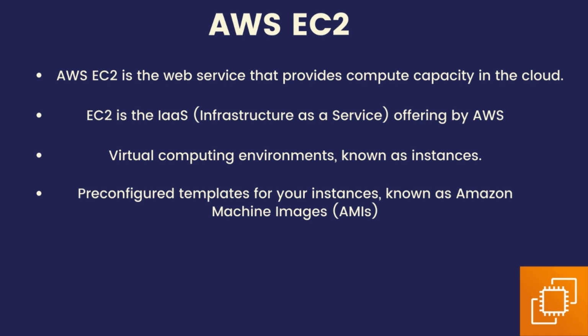Also, EC2 instances can be launched from pre-configured templates, and these templates are known as AMIs or Amazon Machine Images. And these templates already contain the information about the server, the operating system, and the additional software that you want to use while you're launching your instances. These AMIs are used as a pre-configured template for launching your EC2 instances. That is what an AMI is. Now let's move to the next slide.